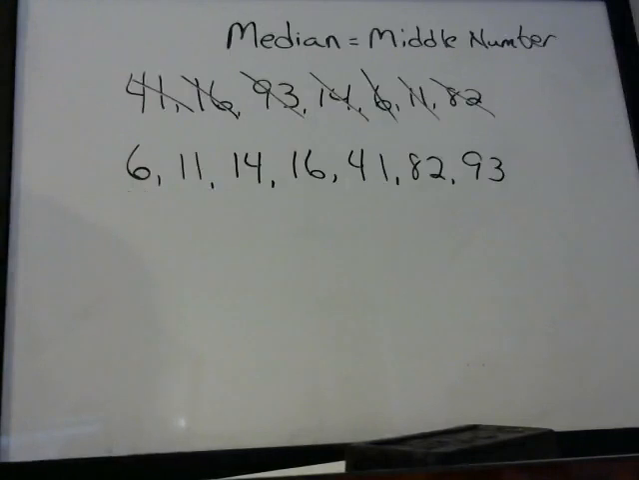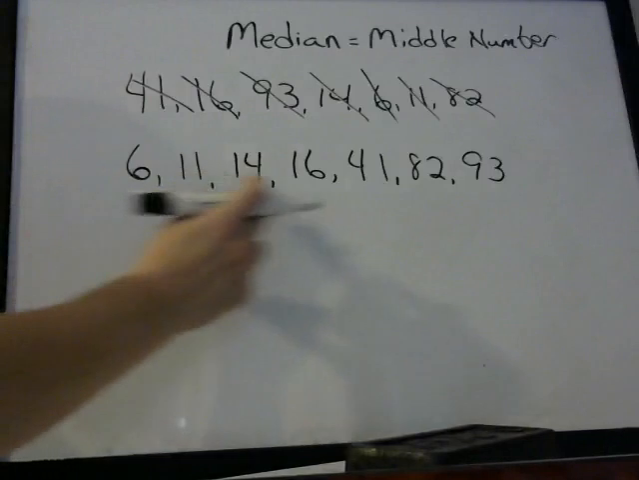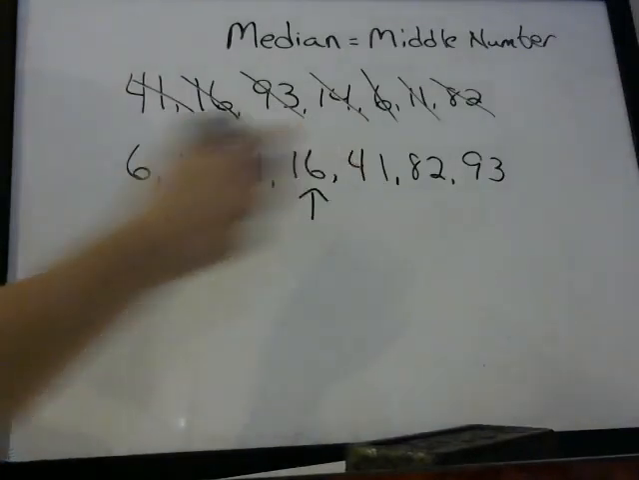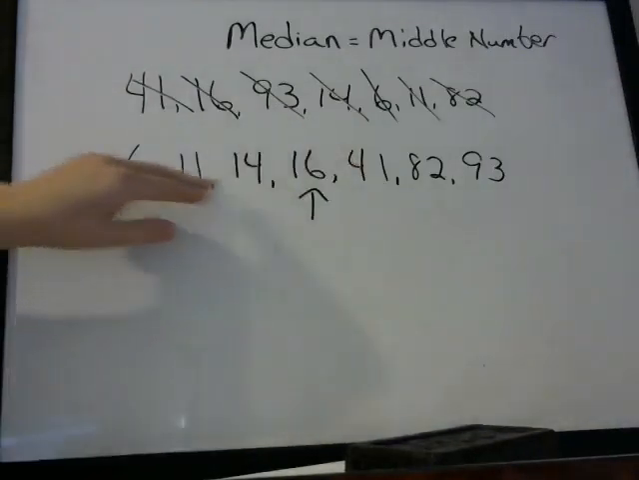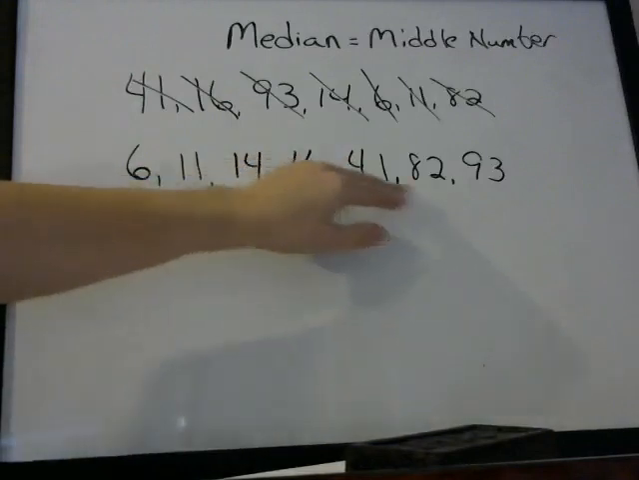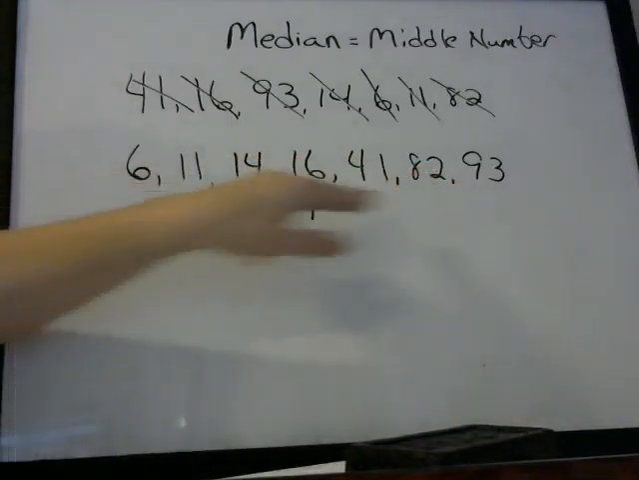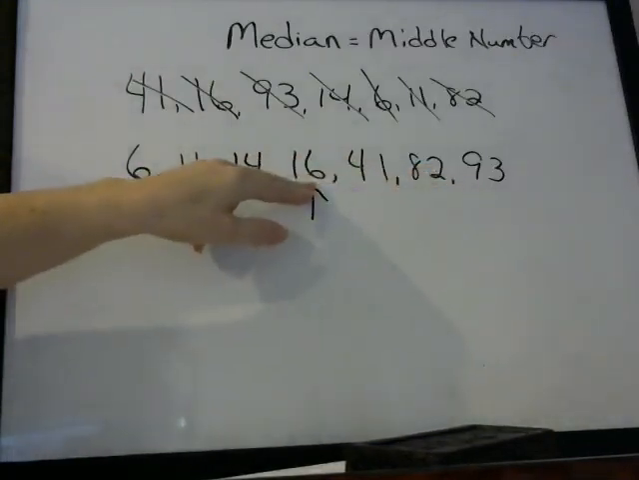That's the median. Some of you are going to be able to do this intuitively, and you can see, okay, 16 is the middle. There's 1, 2, 3 to the left of it. There's 1, 2, 3 numbers to the right of it, so that's in the middle. And that's the answer. 16 is the median for this data set.